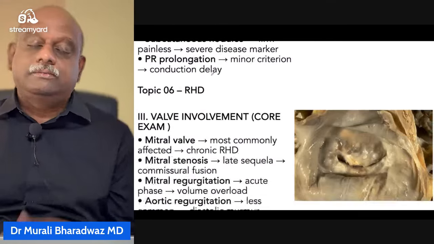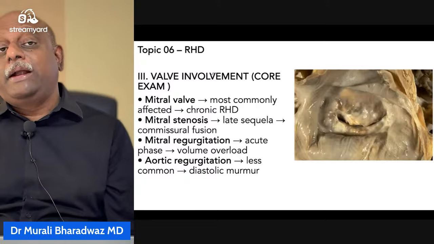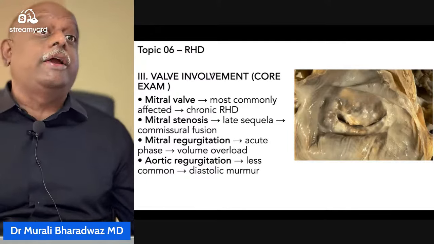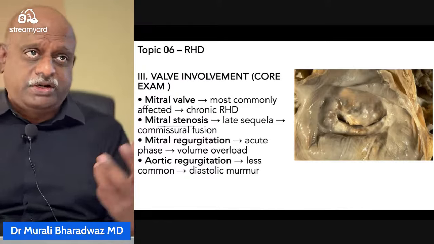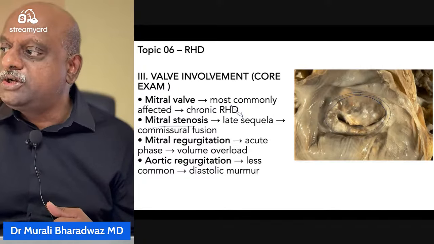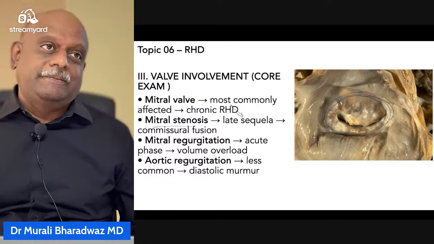Okay. Now, how is the valve involvement in rheumatic heart disease? Mitral valve is most commonly affected in chronic rheumatic heart disease. So mitral stenosis, because of the fusion of the commissures, is a late sequela. This is the commissural fusion. Fish mouth appearance is the classical feature.